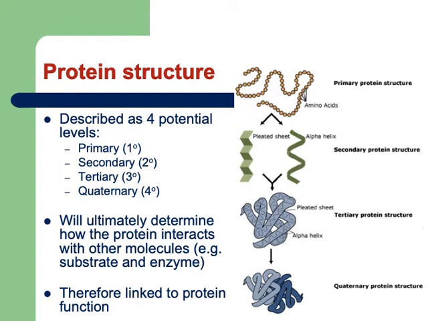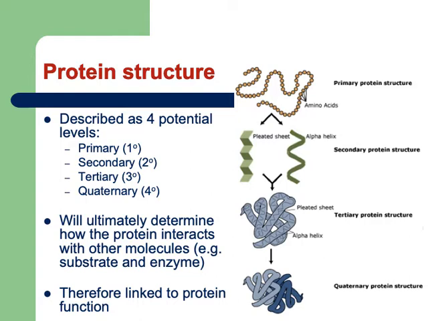So the figure at the very top is a linear chain with multiple amino acids bound together through peptide bonds. This is a primary protein structure. This is the most basic protein structure there is. The second picture down below is a secondary protein structure. The secondary protein structure is composed of pleated sheets and alpha helixes.